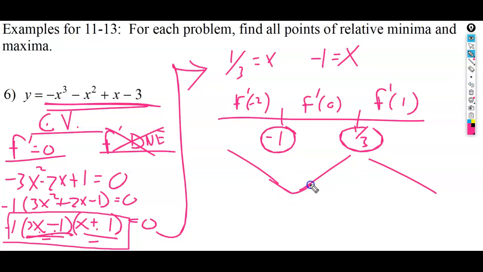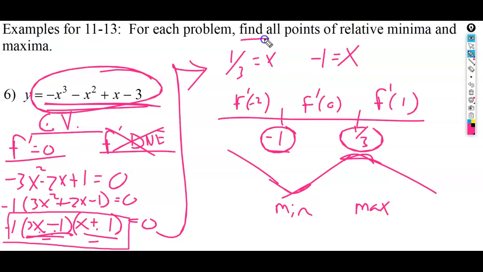However, in this case, I know that it connects, and the reason I know that it connects is because this is a polynomial, and polynomials are continuous everywhere. So therefore, at this point, we have a relative extrema that's a minimum, and at this point we have a max.